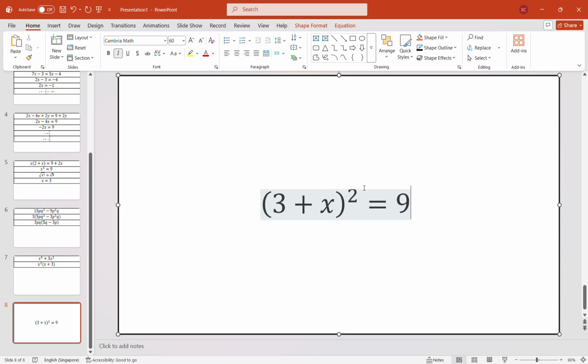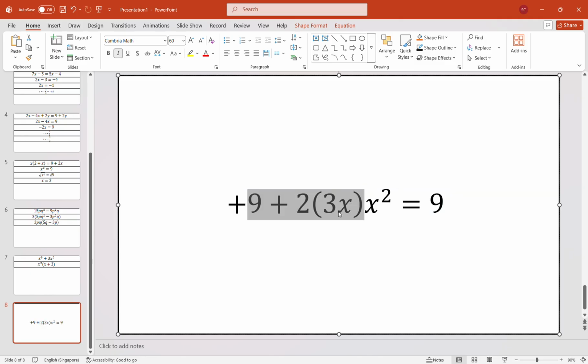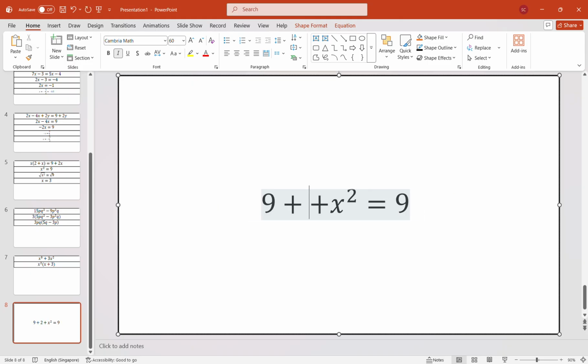So we have to solve these equations. This equation, so we have to use this property right here, and this becomes 3 squared plus 6x plus x squared equals 9, and then 9 plus 6x plus x squared equals 9, and then we cancel out 9 from both sides, leaving us with 6x plus x squared equals 0.